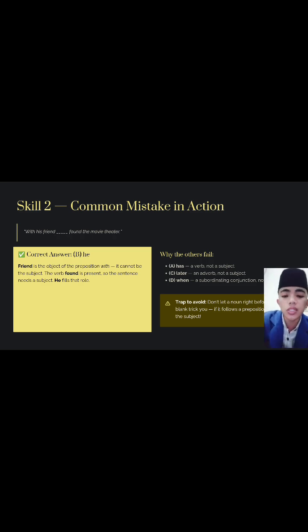So for skill number 2, a common mistake in action. With his friend, blank, found the movie whether, neither. The correct answer is B. Why? Friend is the object of the preposition with, so it cannot be the subject. The verb found is present, so the sentence needs a subject. He fills the role. So the other answers fail or are wrong.